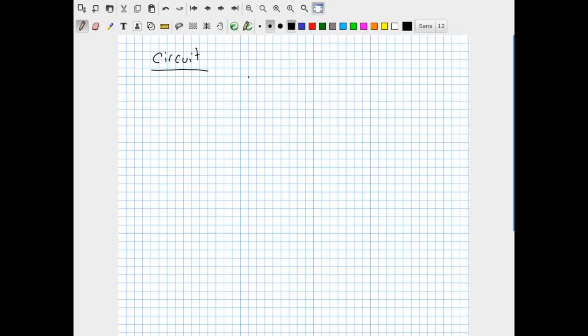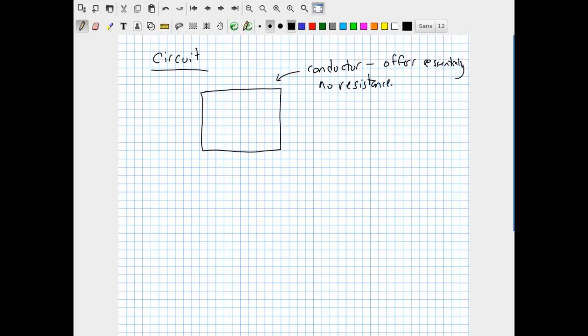But suffice to say that a circuit is basically a device constructed out of conductive material. So for instance, here I've made a very simple loop, and it's made from a conductor. That is, it offers essentially no resistance to the motion of electric charge, Q. That's the definition of a conductor. And that's in contrast with an insulator. An insulator is a material that doesn't let charge move around at all or very much.